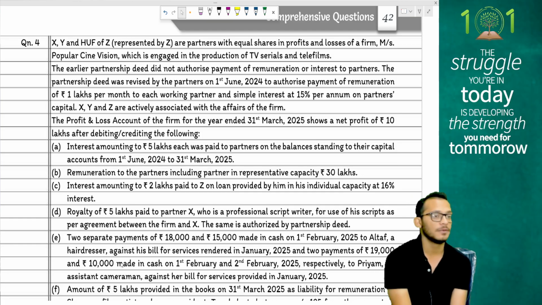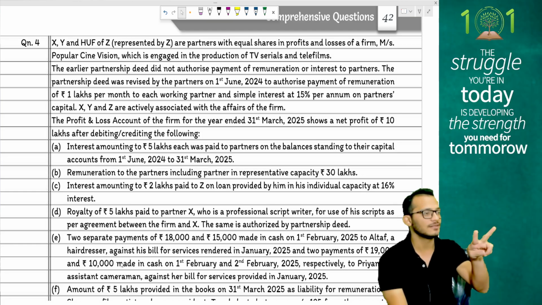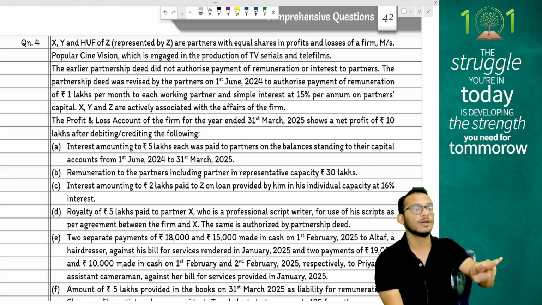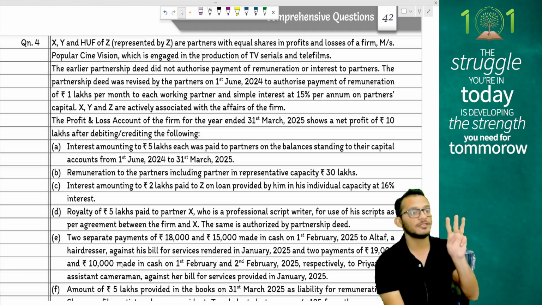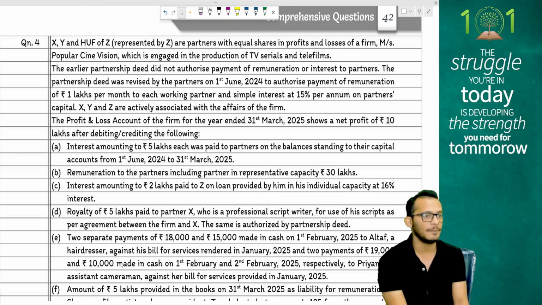I have a firm, people. In that firm, there are 3 partners: X, Y in individual capacity, and HUF of Z. HUF of Z, which means Z is not the partner, HUF is the partner, and Z is going to be in representative capacity. This is going to be complicated.